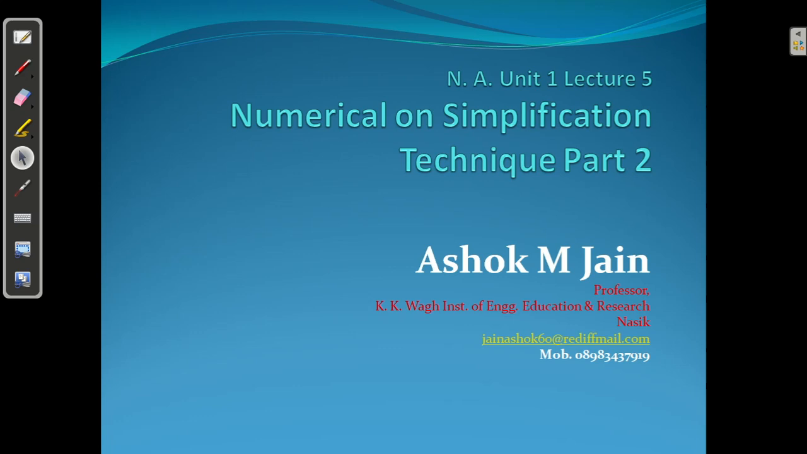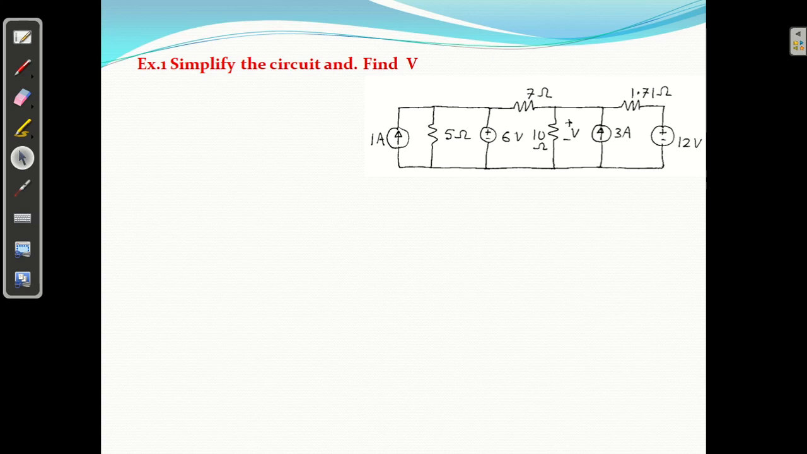In this lecture, I am going to talk about some numericals based on the simplification techniques. Already I had taken part 1 in lecture number 3, I think so. This is part 2, based problems, numericals based on the simplification techniques. So this is numerical number 1.